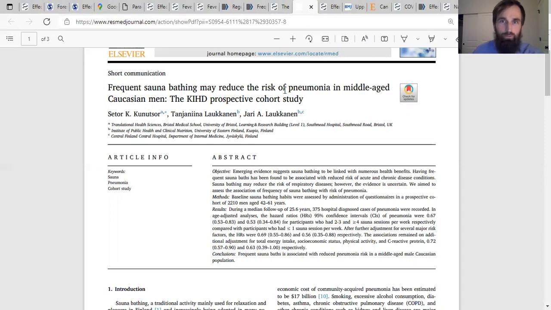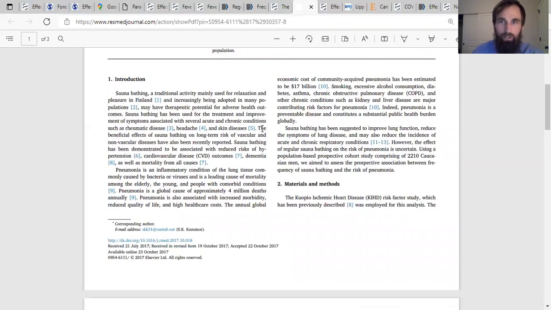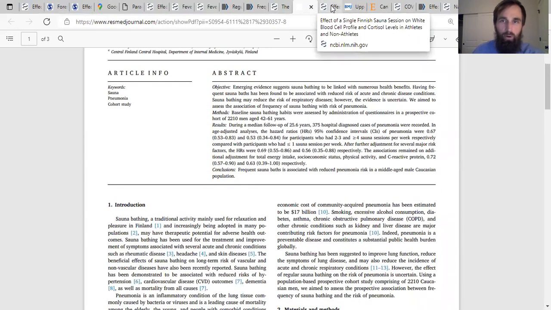Frequent sauna bathing may reduce risk of pneumonia in middle-aged Caucasian men, a cohort study. Now, we don't have time to go through this one. You guys get the point of some of the heat delivery.